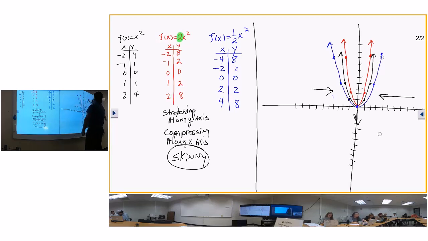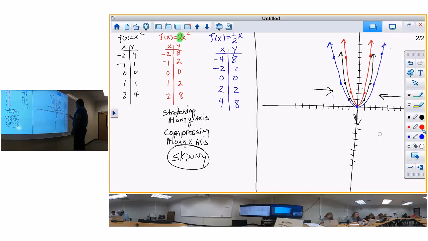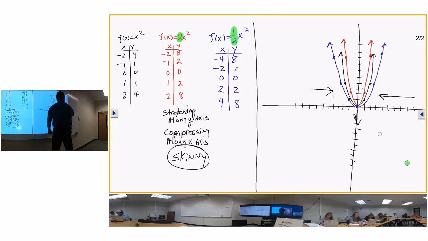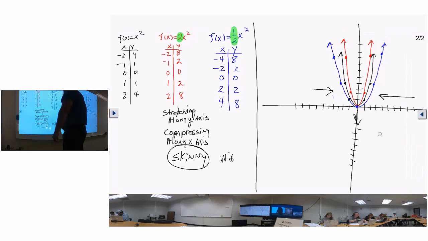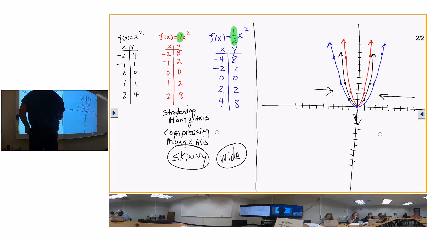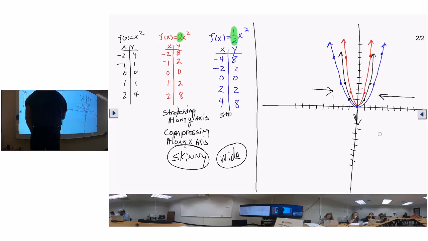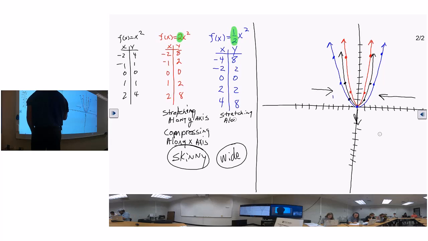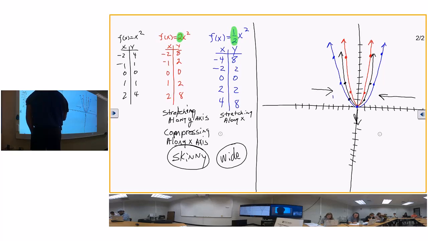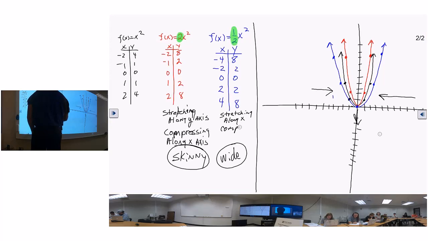It's getting wider. So we're going to highlight that 1/2 right there. And now we're going to put down here, it's going to get wider. Well, 25-cent word for wider, or hold your pinky up when you say it, is that you are stretching along the x-axis. And you're compressing along the y-axis.